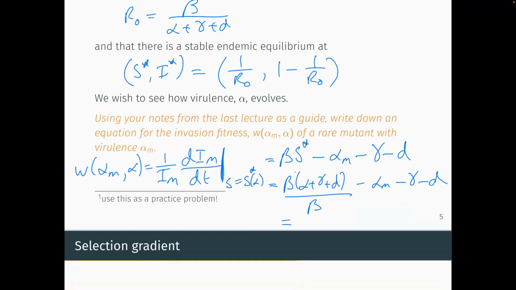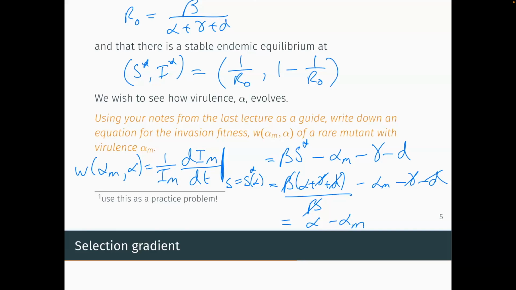Then if you work that out, the betas cancel, the gammas cancel, and the Ds cancel, and you just end up with alpha minus alpha M. Can I have a show of hands, who got that? Okay, a couple of people. Okay.